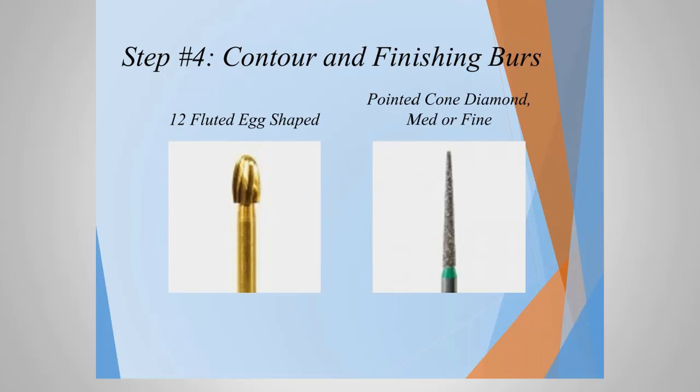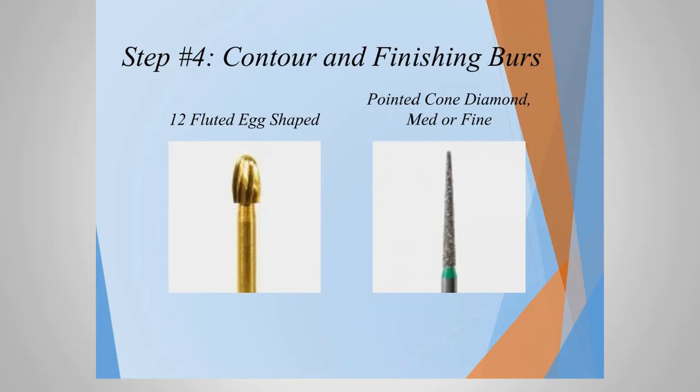And the 4th step is contouring and finishing of your temporaries. With that, again, I use this 12 fluted gold finishing burr. And with anterior teeth, where I need more definition and I'm trying to make the temporaries look more like natural teeth, I'll use this flame or pointed cone diamond burr, usually in a fine grit. They both do a good job of shaping these teeth in a way that I want them to look.